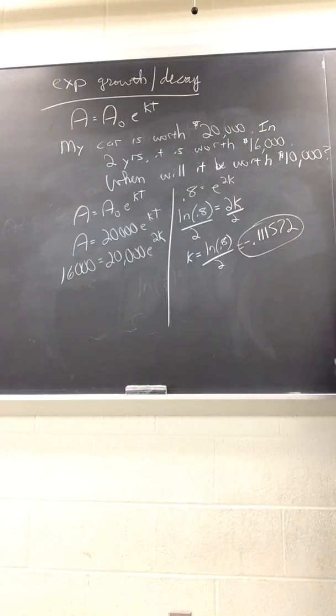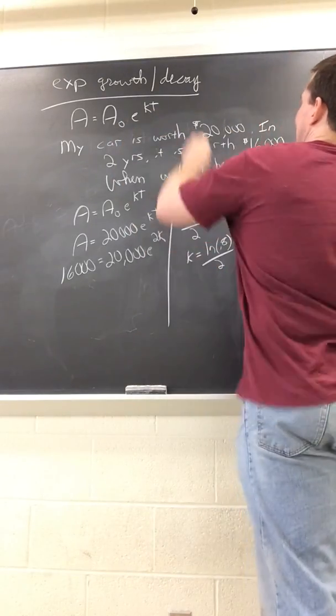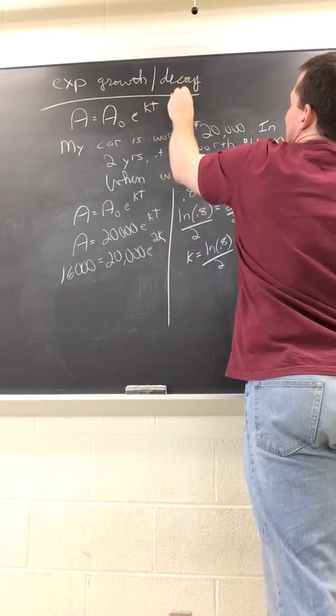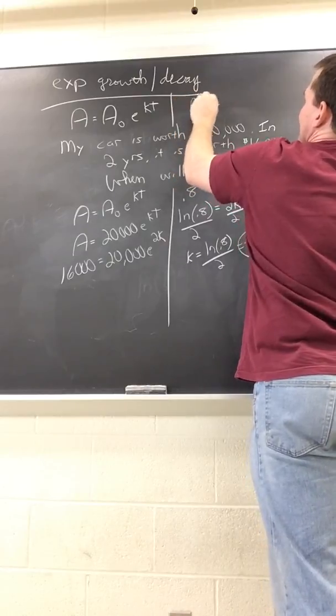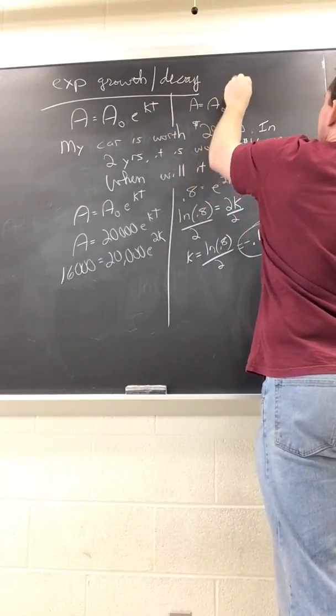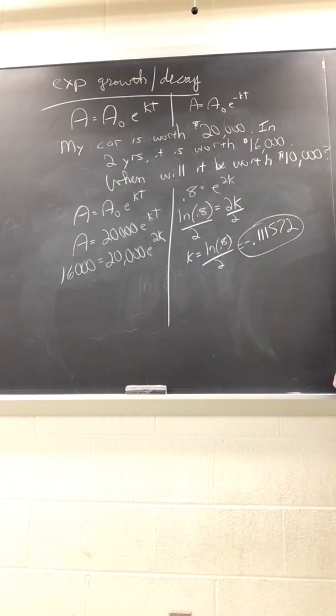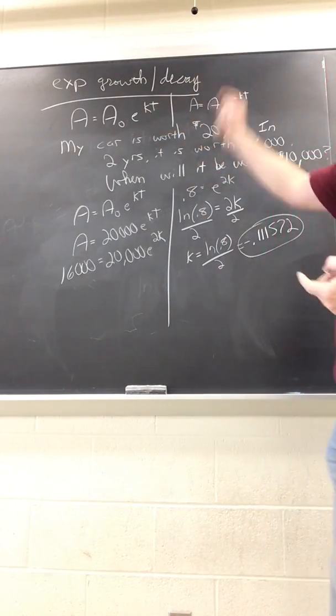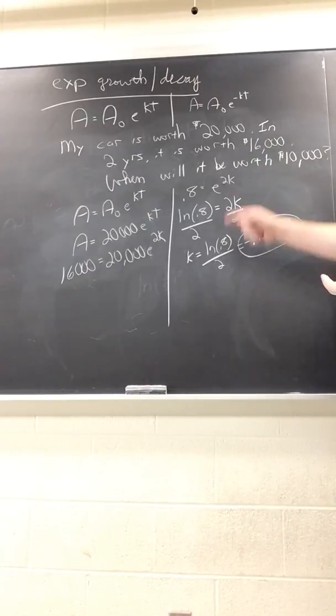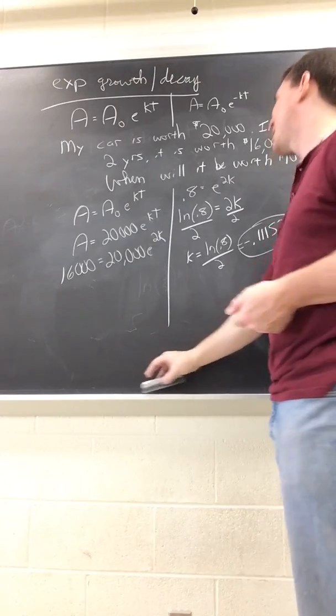Some books, and if you watch other videos, they might actually have this equation for growth, and then for decay, they'll say A equals A initial e to the negative kt. You can do it that way if you want. It doesn't really matter. I prefer to just use one formula. Let the problem itself dictate what k is. Here k is negative. It's a decay model, which is what I want. So that's a good thing.